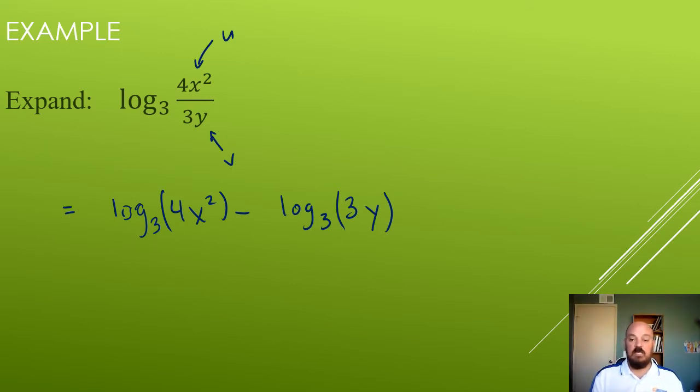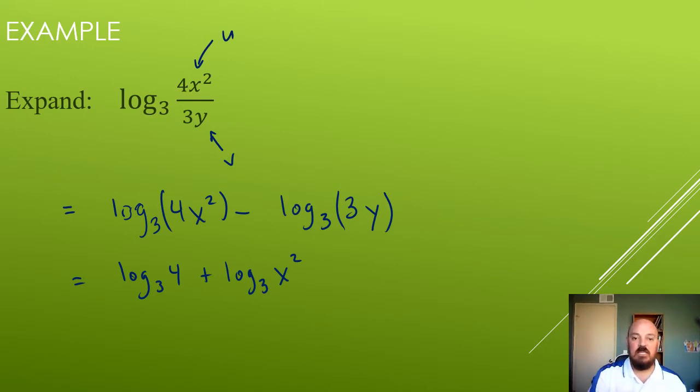Okay, now each of those is a multiplying. It's a u times v. So like the first one can be split up into the log base 3 of 4 plus the log base 3 of x squared. So my 4 and my x squared were my u times v. I split it up and added those two things.